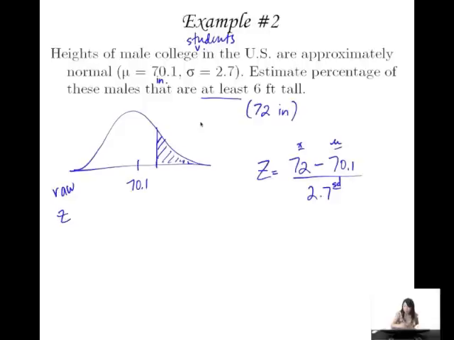So this area is about 24%. If I want to write it all out, I would write the probability where x is greater than 72 inches is 0.24.